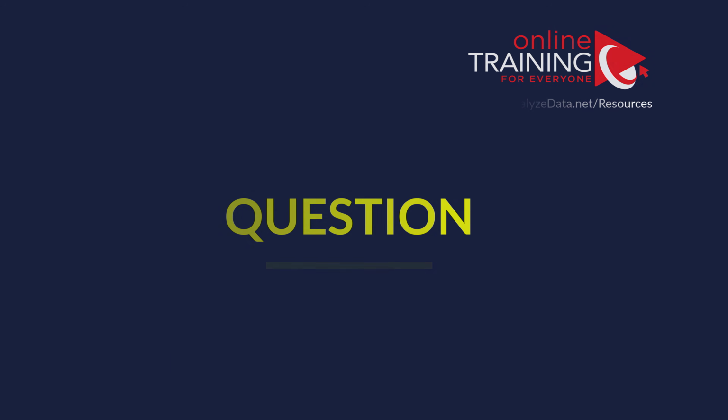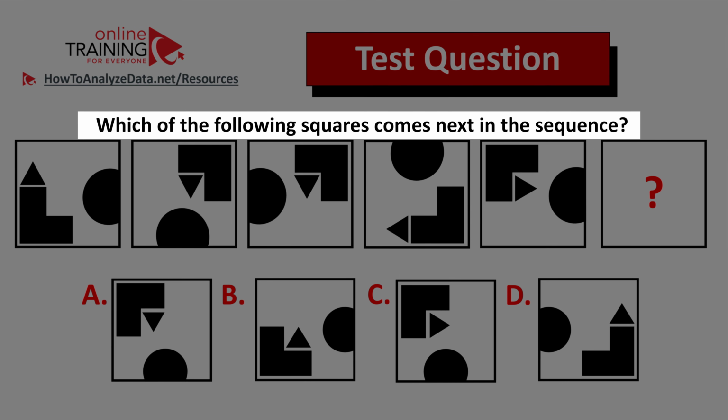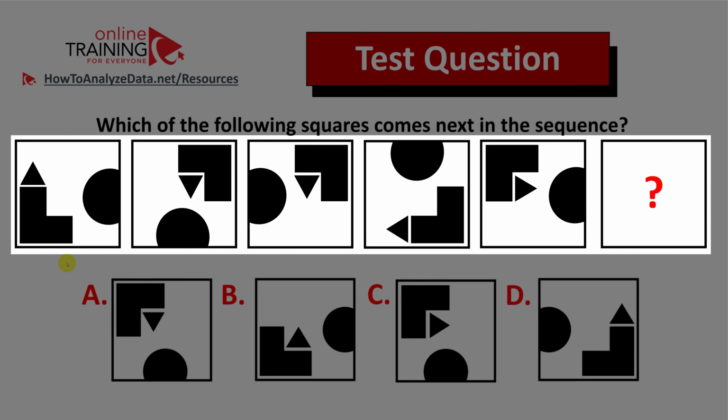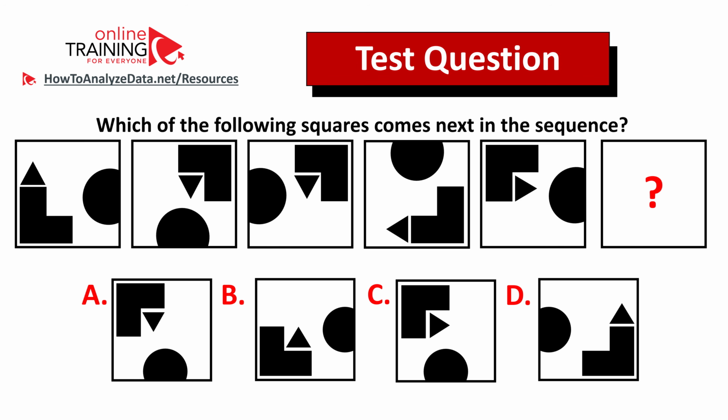Let me share with you a tricky question which tests your pattern recognition as well as analytical skills. Which of the following squares comes next in the sequence? You're presented with the sequence of 5 squares, and the 5th square is missing. And you have 4 different choices to choose from: A, B, C, and D. Do you recognize the pattern in this question? Do you think you know the answer?